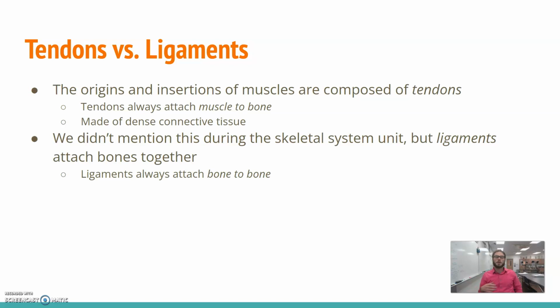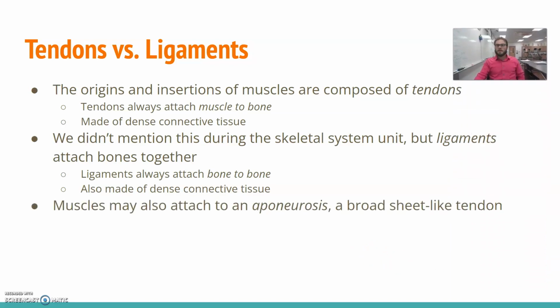So for example, your patella, your kneecap, has the quadriceps tendon attached to it because it is attaching the muscles of your quadriceps group to the bone of the patella. Inferior to the patella, you have the patellar ligament, because you have connective tissue attaching that patella to the tibia. Ligaments are also made of dense connective tissue, which is why I mentioned them here instead of in our skeletal system.